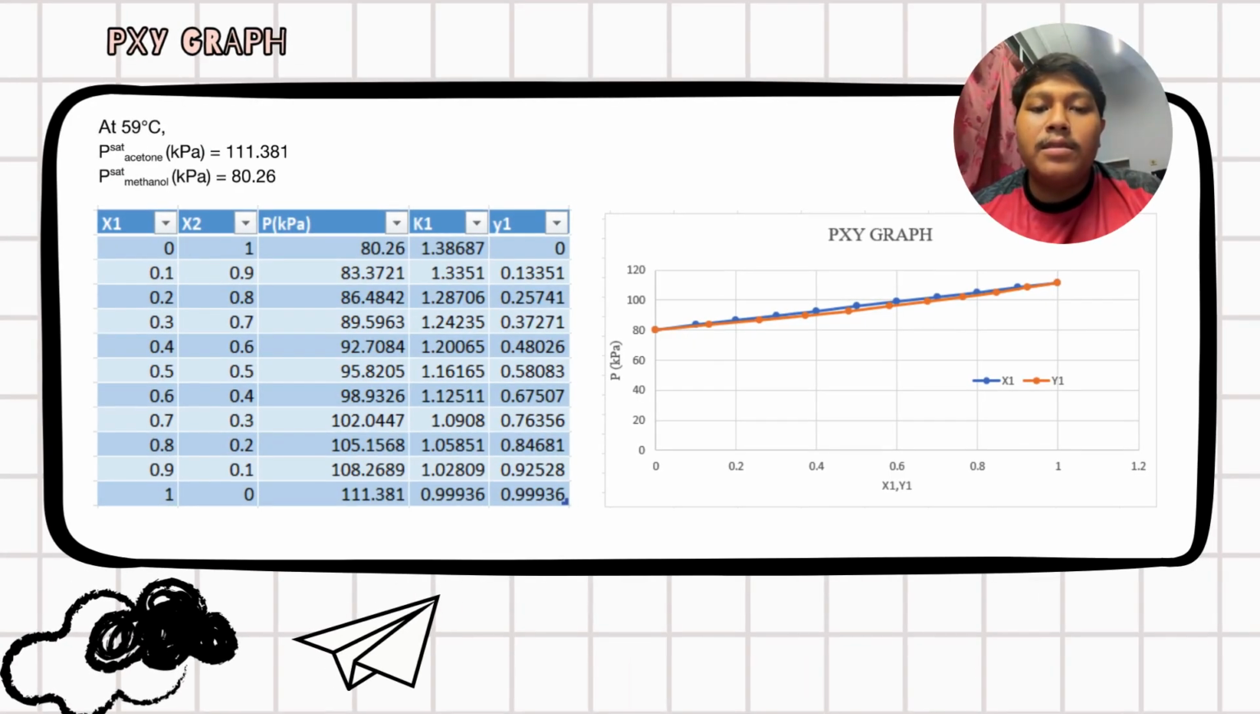Next, we are moving to the PXY graph. At 59 degrees Celsius, P saturated acetone is 111.381 kilopascal and P saturated methanol is 80.26 kilopascal. X1 is the mole fraction of liquid for acetone and X2 is the mole fraction of liquid for methanol. We can calculate P using the bubble pressure calculation. K1 is P saturated acetone divided by P. Y1 is K1 times X1. After getting all the values, we can plot X1 and Y1 on the x-axis and P on the y-axis. After plotting, we can see that X1 and Y1 increase with pressure.